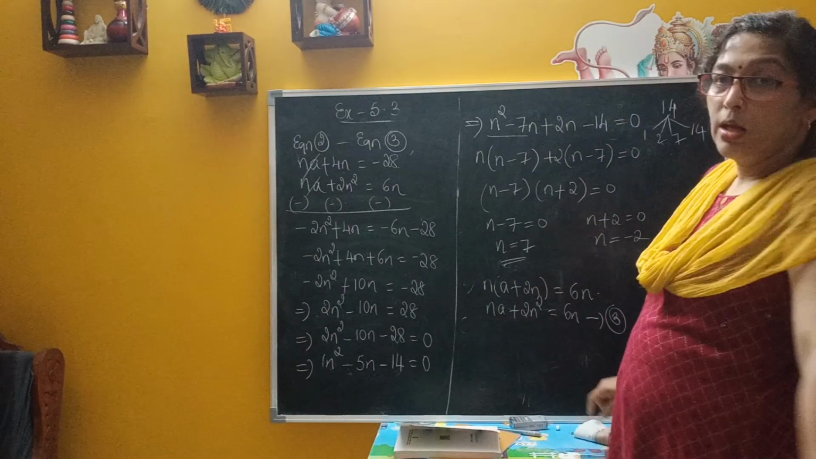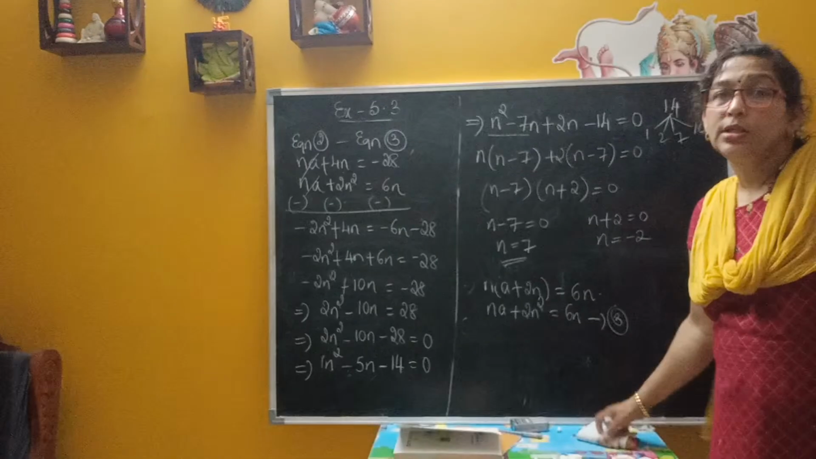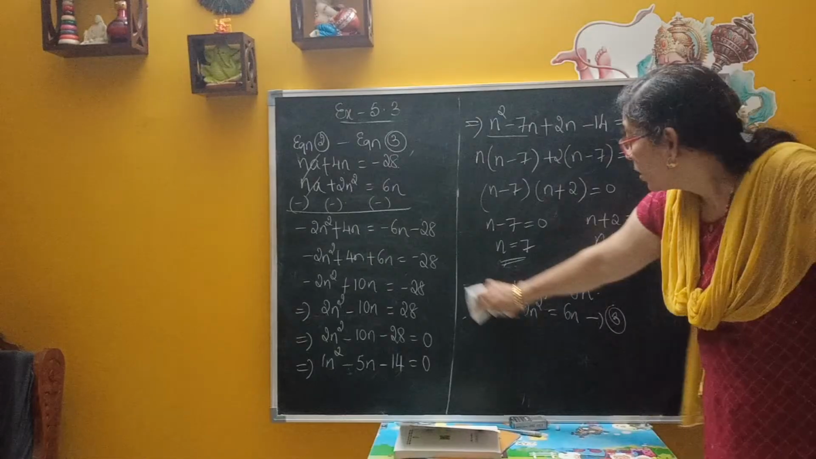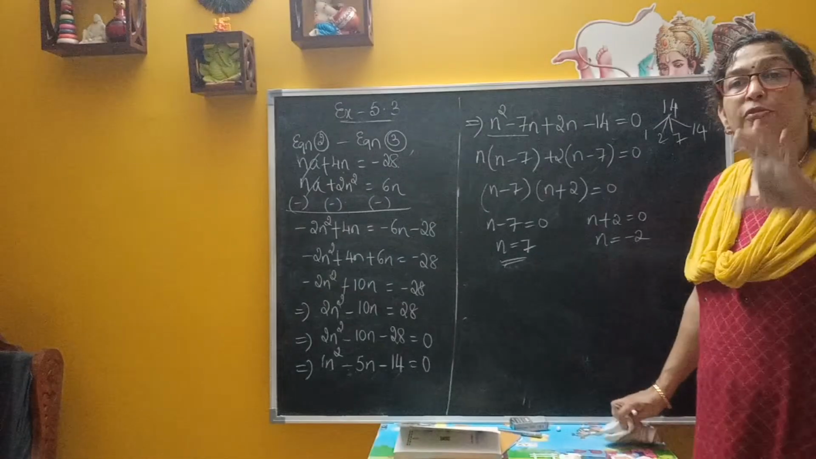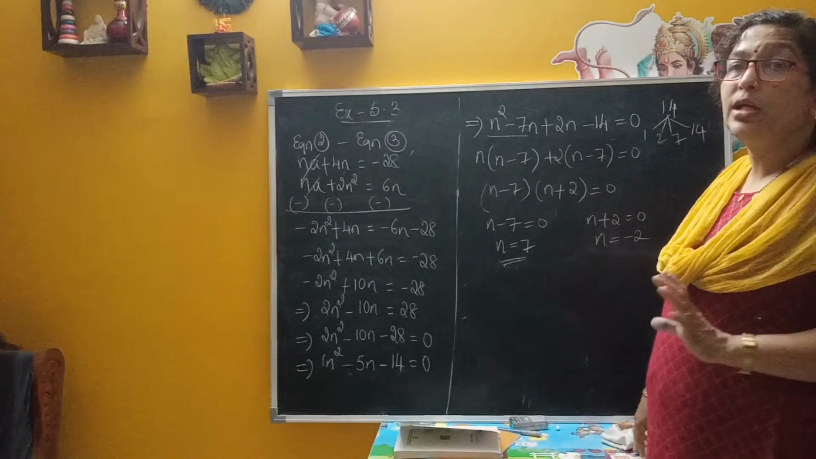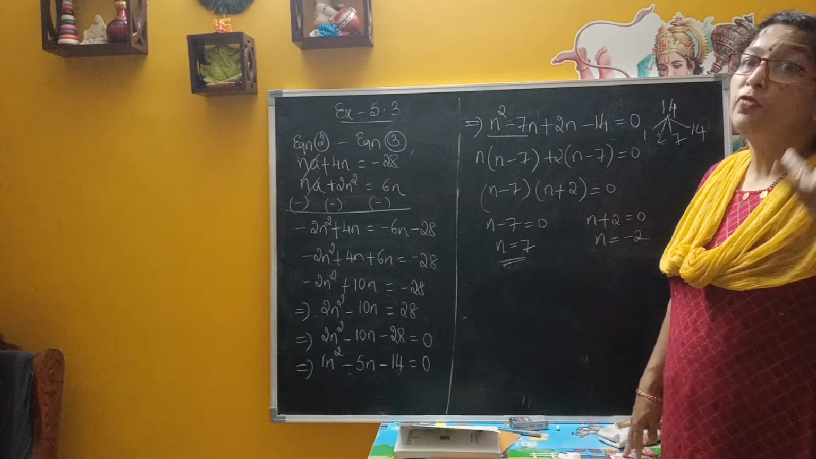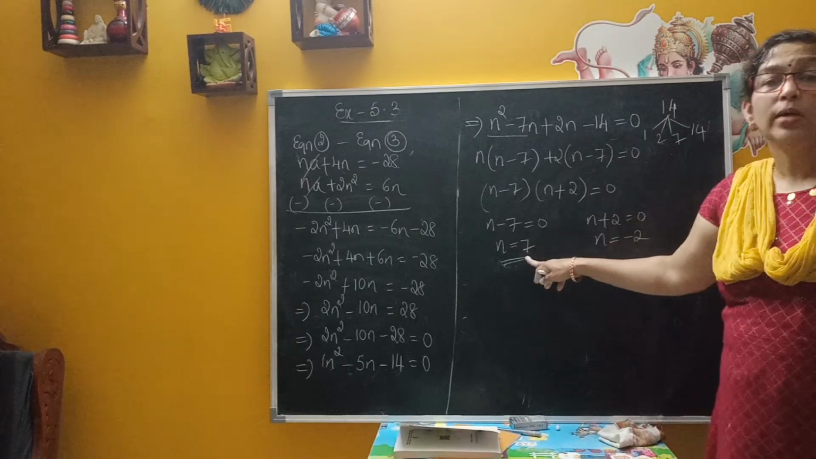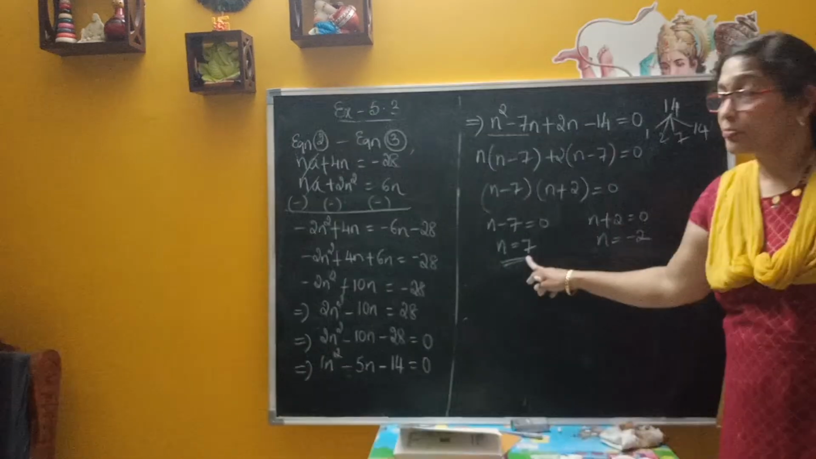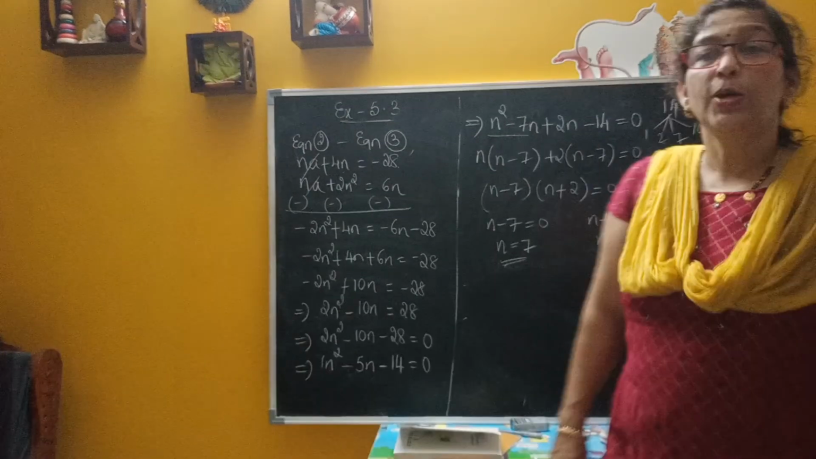Now which value do we have to consider? We should consider the value n is equal to 7. That is the positive value, because n is the number of terms. It cannot be negative, isn't it? It cannot be negative, fraction or decimal. So we have to consider the value n is equal to 7 only. So we got the value of n as 7.